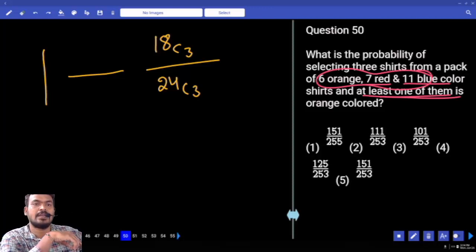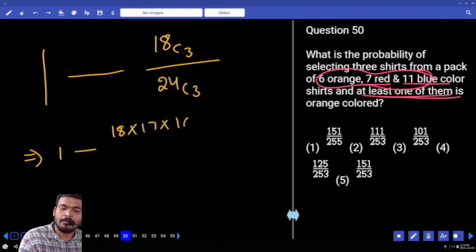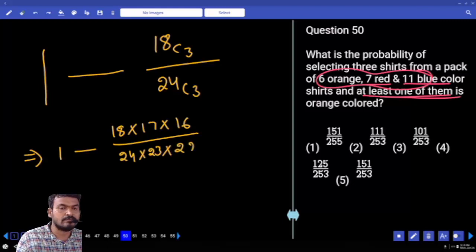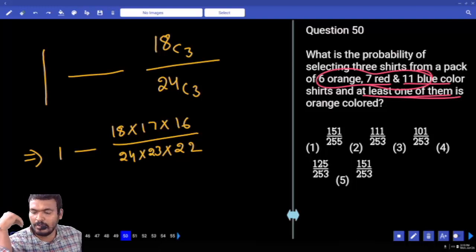Because here how many shirts are taken? 3. 1, 2, 3. If we write number of possibilities, in that case directly we write total probability minus other than the orange. 1 minus 18 C3 means we write 18 into 17 into 16 by what is the denominator? 24 C3. Then we write 24 into 23 into 22. Numerator 1 into 2 into 3, denominator also 1 into 2 into 3. Both are cancelled. What are the remaining? 18 into 17 into 16 by 24 into 23 into 22.